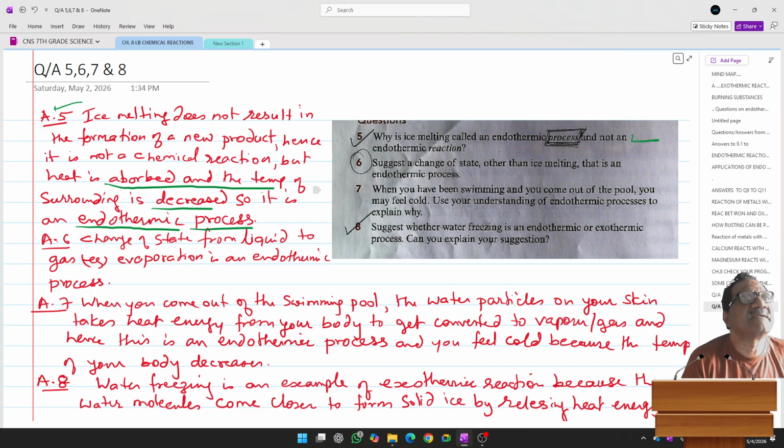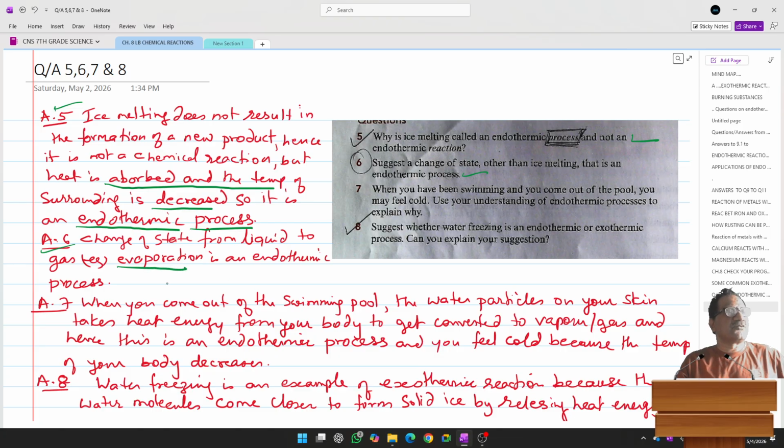Question number 6 says: suggest a change of state other than the melting of ice that is an endothermic process. So just like melting of ice, can you suggest one more example of an endothermic process? The answer is yes: change of state from liquid to gas, or in that case from water to vapor, which you can call evaporation.